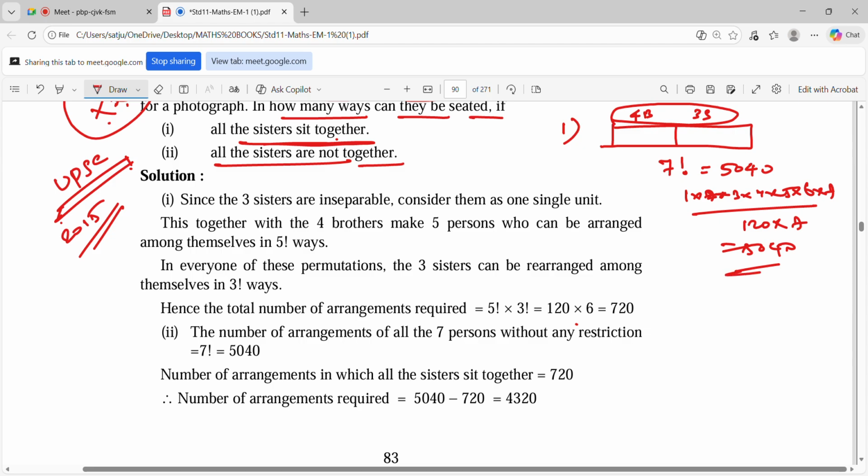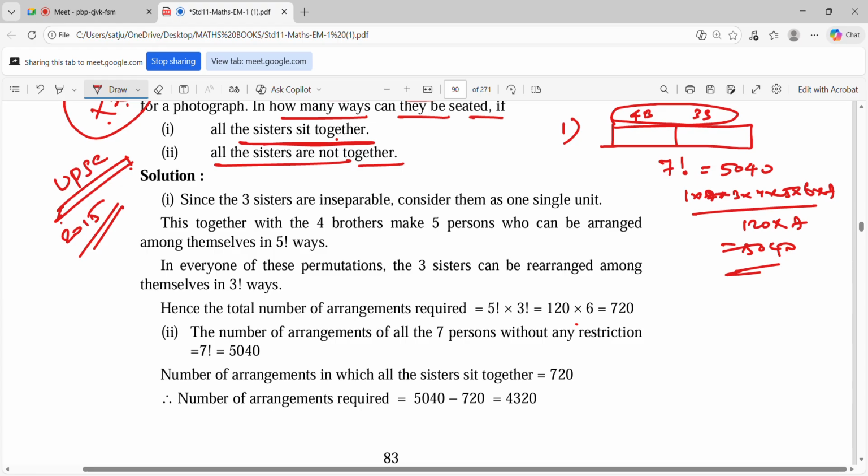Like, all the sisters are not together. Then what is the answer? 12 was the answer for that question. I still remember. 2 boys, 2 sisters. Find how many ways they can be seated if all the sisters are not together. That question was there. The answer was 12. Yesterday only I taught this in the CSAT. Not this book, that question. Still I remember that one.